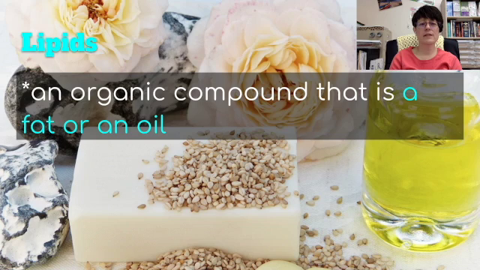The next class of organic compounds that I want to talk about are lipids. And this is an organic compound that is a fat or an oil. And here in the background, we see an oil. Oils are lipids that are liquids at room temperature. Fats are lipids that are solids at room temperature. So oil, liquid; fat, solid at room temperature. And fats contain a lot of energy. This is really concentrated energy here.